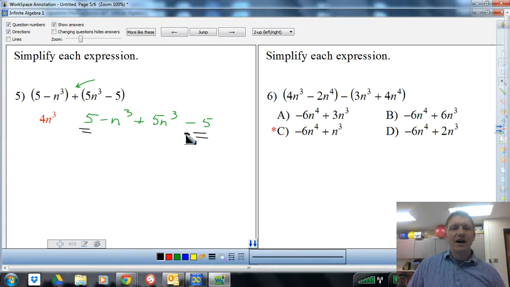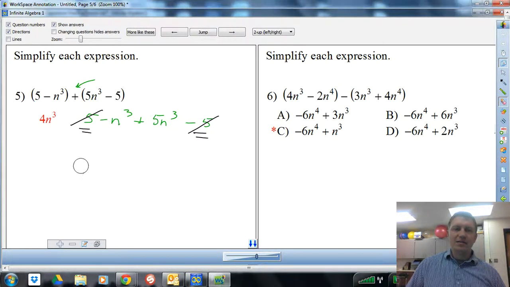Right down here we have this 5 can combine with this minus 5. So 5 minus 5 turns into 0. So we cross them out. We really don't even care about them because they turn into 0. I really don't need to write that down, so I can just erase that.